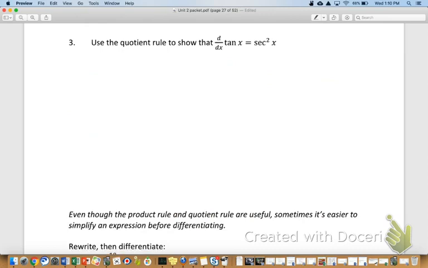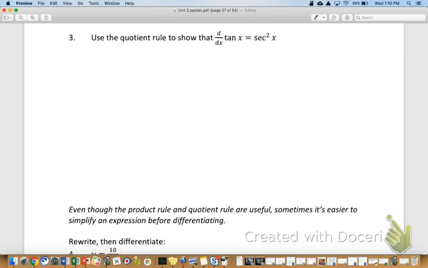So use the quotient rule to show that d dx of tangent of x actually is secant squared, right? I mean, like a week and a half ago, I just gave you this whole list of derivatives, none of which I really proved all that much to you. And I thought we'd take one of these and show you how you could prove a lot of those trig derivatives. So it says, use the quotient rule. That is a massive hint.